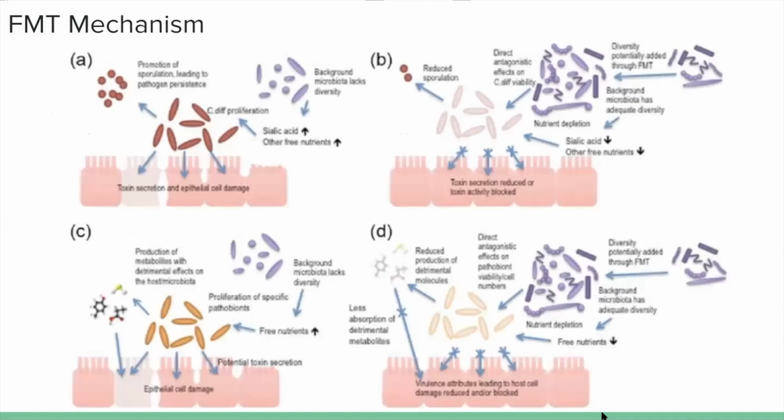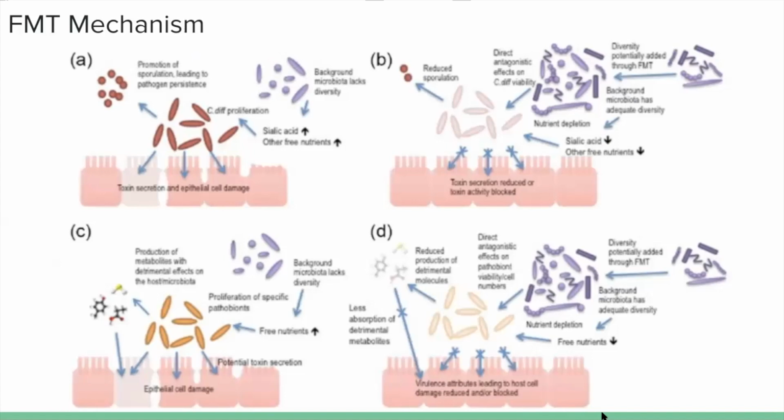Okay, so I'll now be describing the mechanism behind fecal microbiota transplantation. If you direct your attention to figure A, you can see how a background microbiota that lacks diversity can cause an increase in free nutrients and acids that can allow harmful bacteria such as C. diff to proliferate. When this occurs, it can lead to an increase in sporulation and secretion of toxins that can damage the epithelial cell wall.